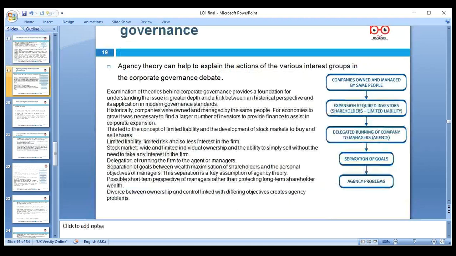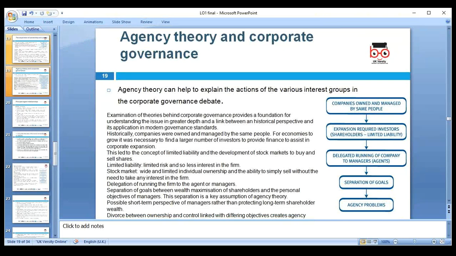Okay. Then next we're looking at agency theory and corporate governance. Agency theory can help explain the actions of the various interested groups in the corporate governance debate. What is corporate governance? It is all about how the company is managed, the day-to-day activities. The company may be owned and managed by the same people, or we can look at how expansion is required for the investor in the limited company, of who delegates to whom.